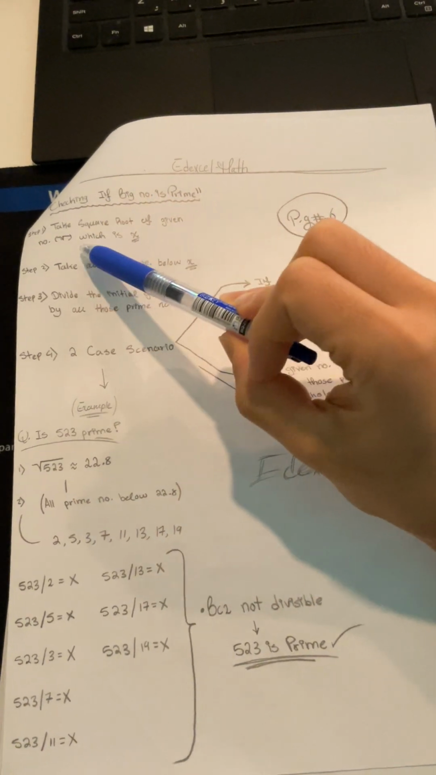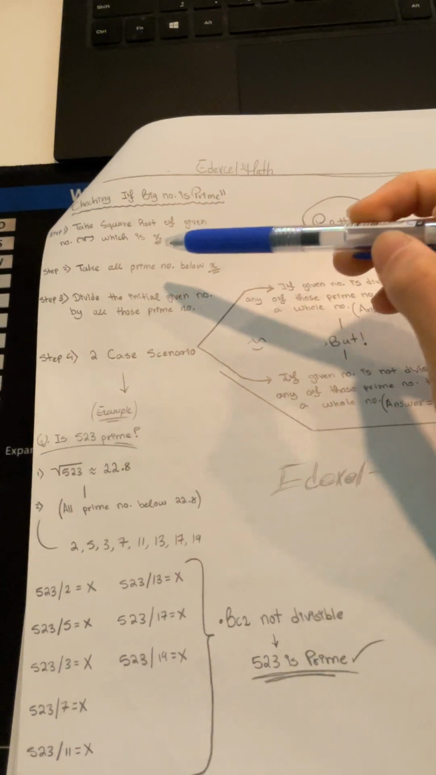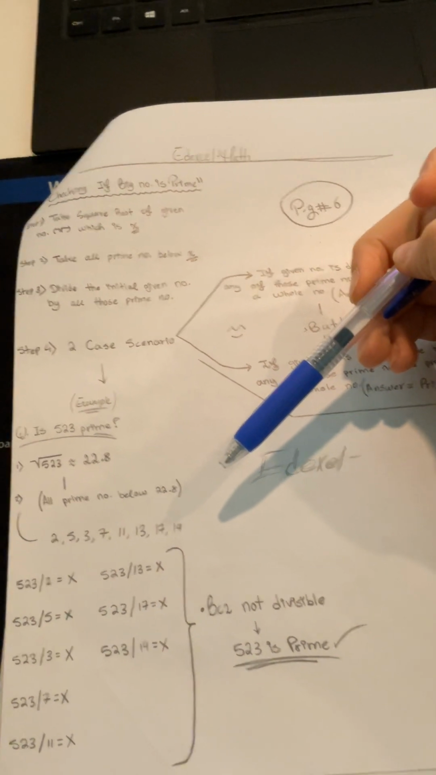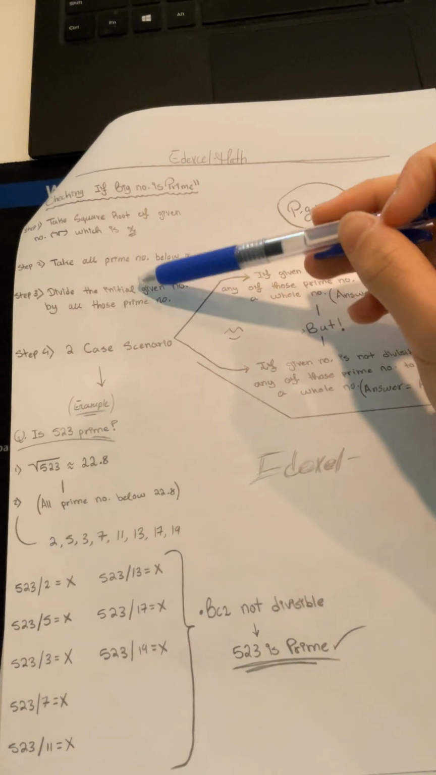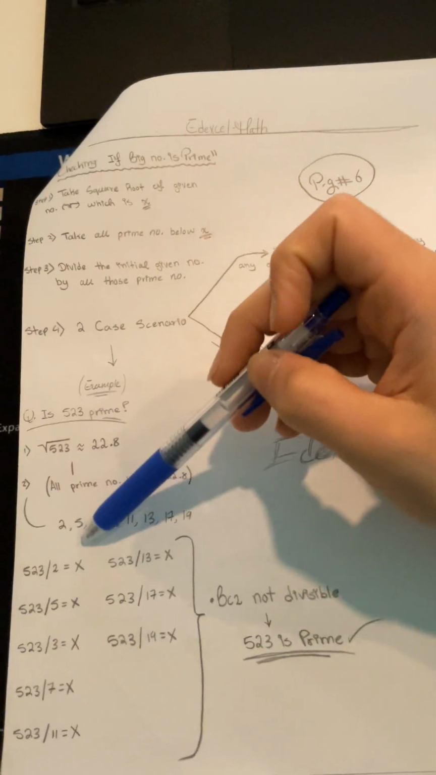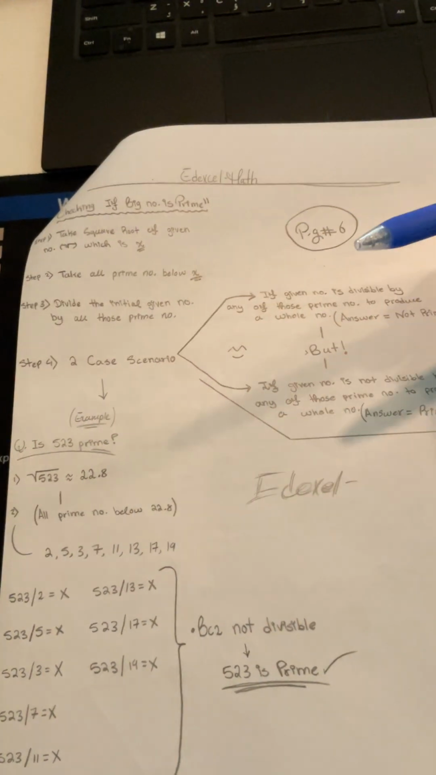First, I want you to take the square root of the given number, which is x. Then take all the prime numbers below x. Then divide the initial given number by all those prime numbers. And then you will end up with two scenarios.